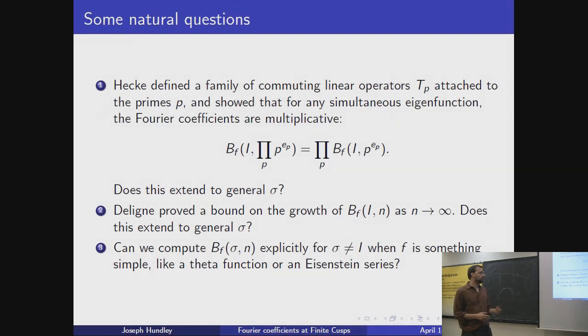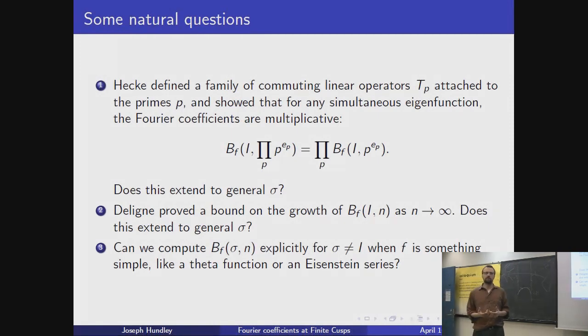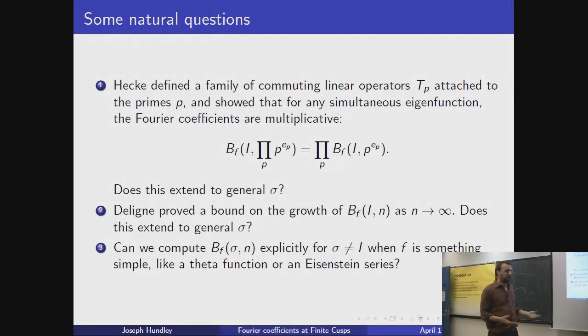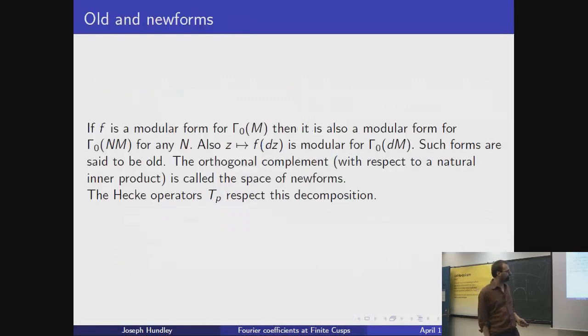The third natural question is, can you actually compute these explicitly? I mean, you gave explicit examples, like Eisenstein series and theta functions, and we were able to say that their Fourier coefficients at infinity were explicit number theoretical functions. And it's natural to ask, well, can you write down similar explicit formulas for what's going on for other sigmas, say, at the other cusps?